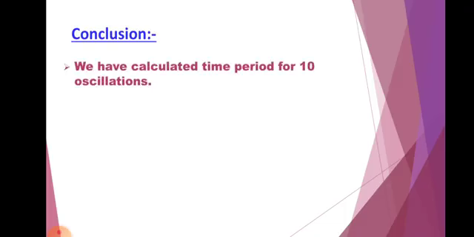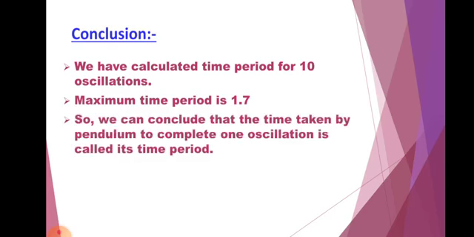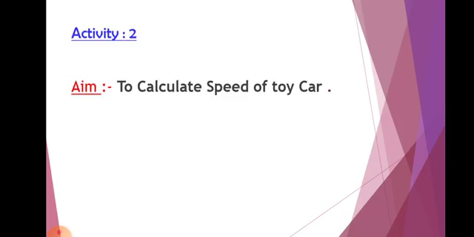So what have we concluded? We have calculated the time period for 10 oscillations and we have seen that the maximum time period is 1.7. Then we can conclude that the time taken by a pendulum to complete one oscillation is called its time period. So this is the definition of time period.